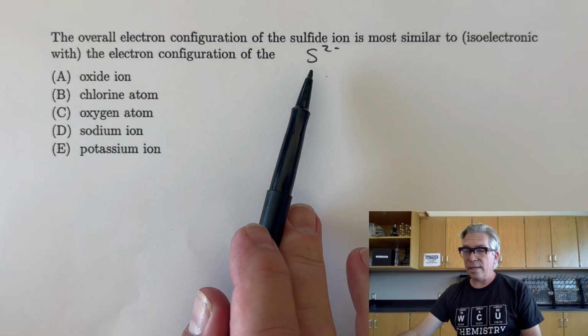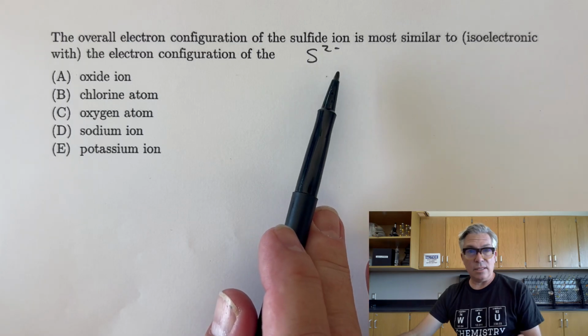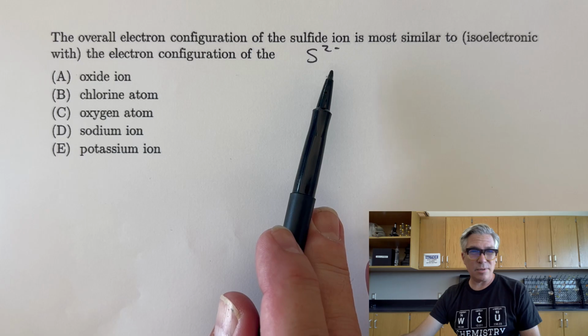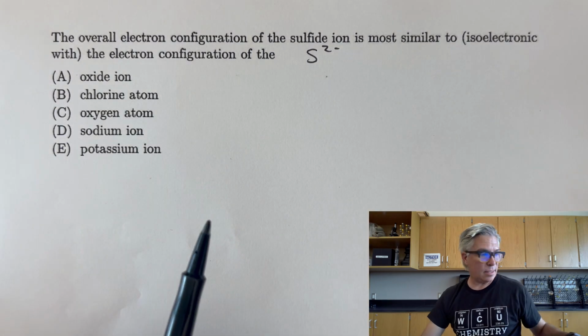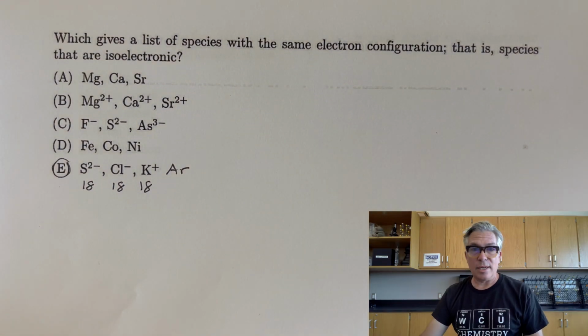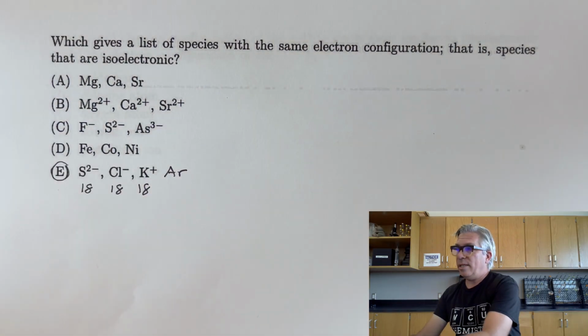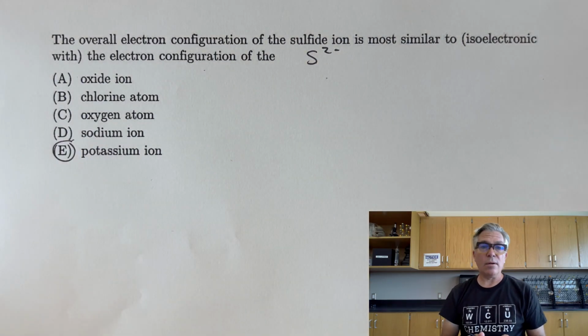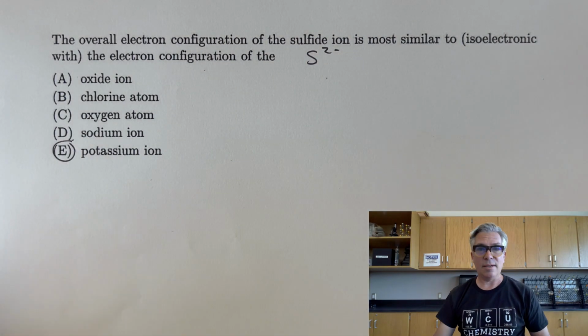So sulfur, again, starts with 16, ends up with 18, so it's like argon. So we kind of got a hint in the previous example. Potassium was also sitting there, starting with 19, ending up with 18, and so we get an isoelectronic situation. So potassium is there.